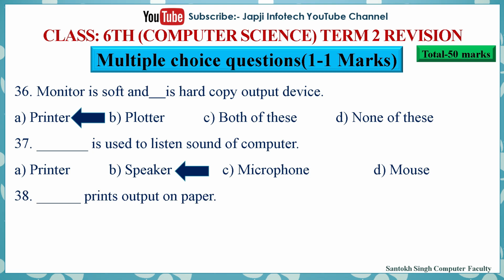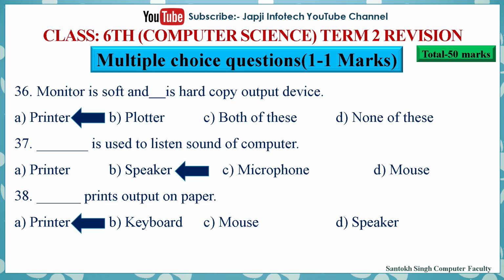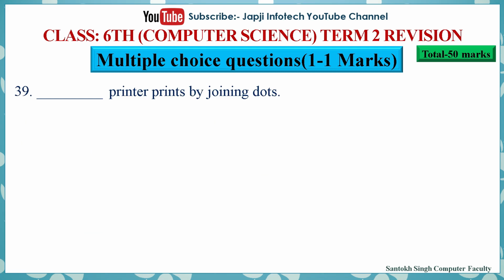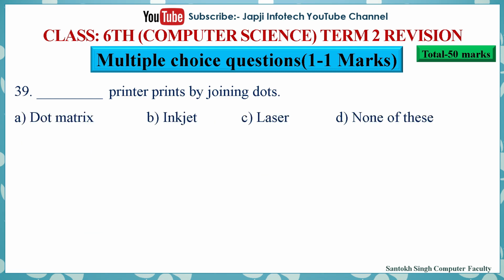And 38th one is dash prints output on paper, and their options are printer, keyboard, mouse, and the last one is speaker. And the right answer is printer prints output on paper. And 39th one is dash printer prints by joining dots, and their options are dot matrix, inkjet, laser, or none of these. And the right answer is dot matrix printer prints by joining dots.